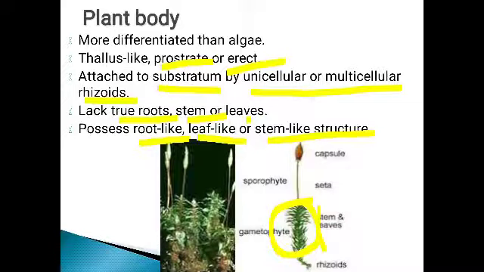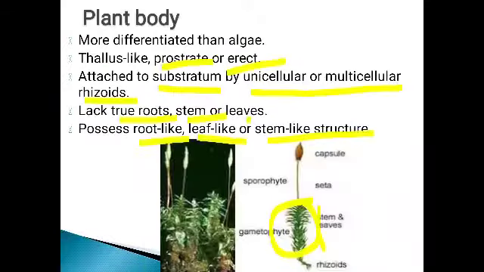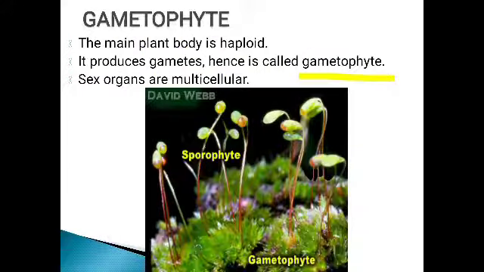So this is about the plant body. The main plant body is haploid in nature and it is said to be a gametophyte. The main plant body is what we have seen in the previous slide. So this main plant body is said to be a gametophyte. Why is it said to be a gametophyte? Because it produces gametes.